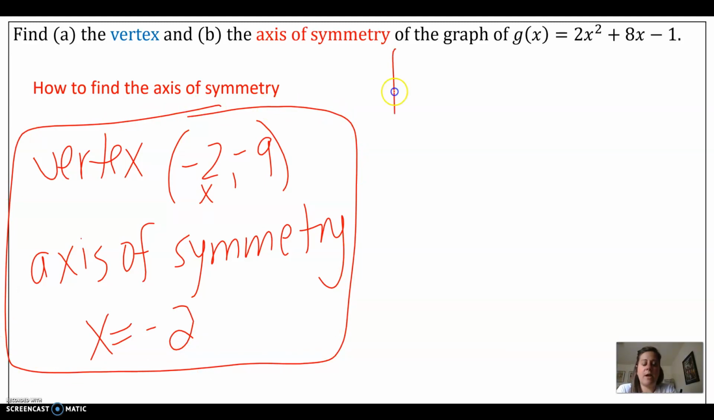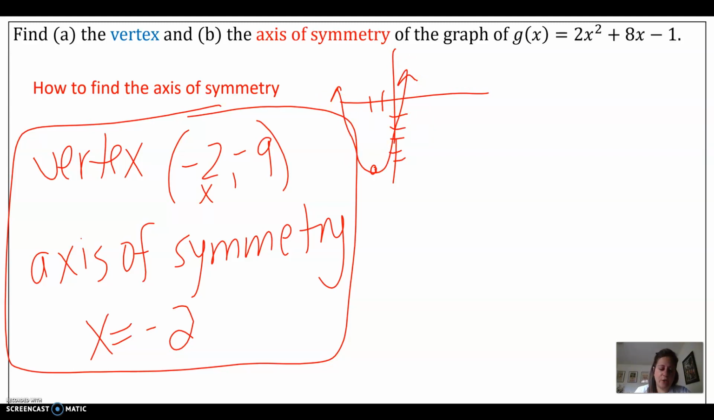Okay, now if we actually graph this, like I said, it's going to be an upwards parabola. So -2, -9, again, somewhere down here. So this is what your graph would somewhat look like.